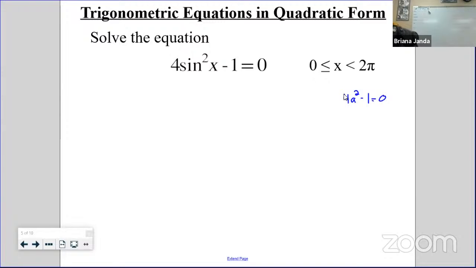If you looked at this and immediately saw a difference of 2 squares, factor it that way. Great. If you saw this and you thought square rooting, go that route. You just have to be careful with the square rooting part of it. So I'm going to go that route so we can talk about this. If I just have a sine squared and no other sine, I can solve by square rooting.